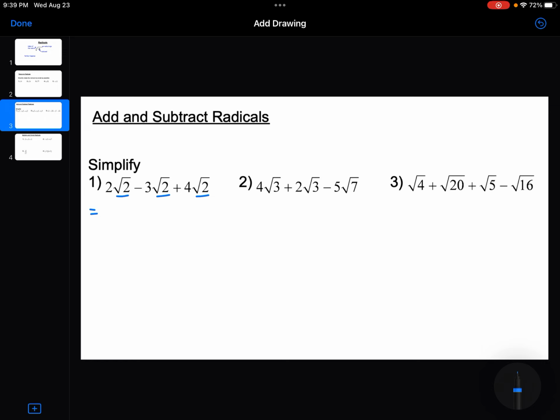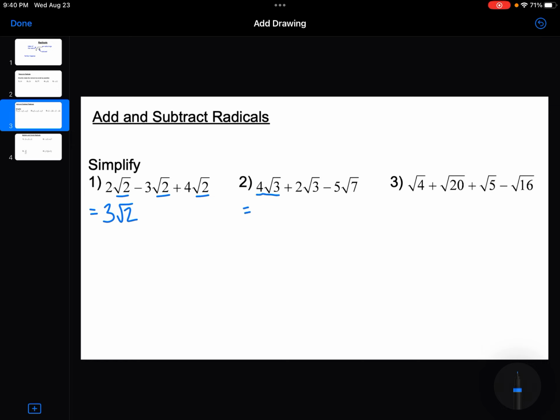So if we were to consider this differently, you could think of this as 2x minus 3x plus 4x, where all of my root 2's were x's. Then I can put my like terms together, and it's a little easier to see. But in this case, I'm going to do 2 minus 3, which is negative 1, plus 4, which is positive 3. So we end with 3 root 2.